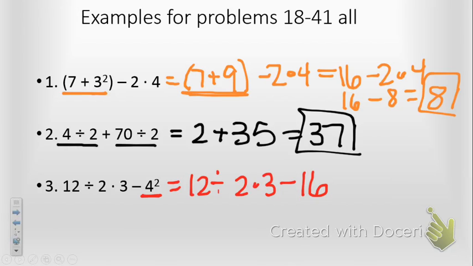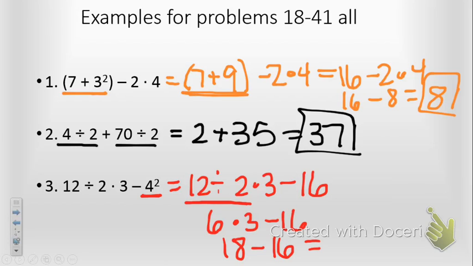Alright, no more exponents. Multiplication, divide. Here we go. I've got to multiply and divide from left to right though, so I make sure I do this 12 divided by 2 first. 12 divided by 2 is 6. Now I can do times 3. 6 times 3 is 18. 18 minus 16 is 2. Okay. Multiply, divide from left to right. Right there.